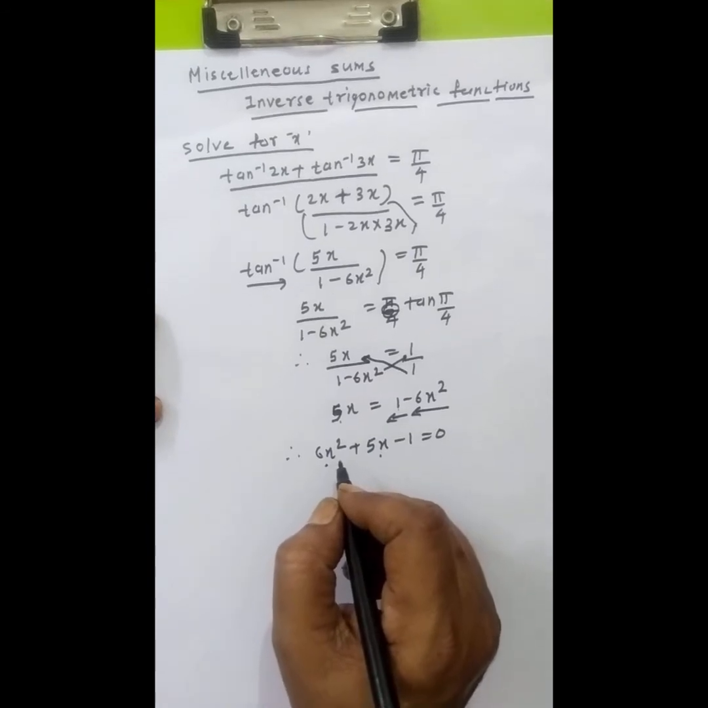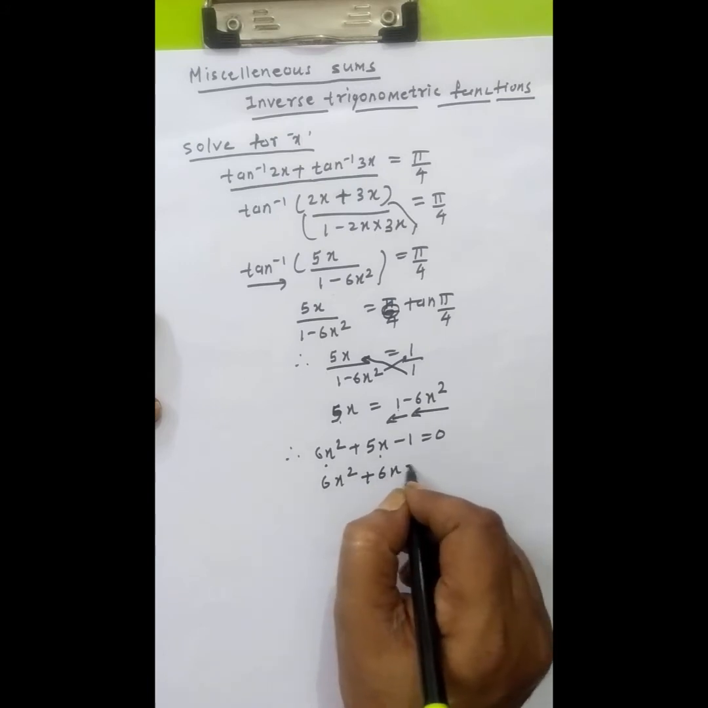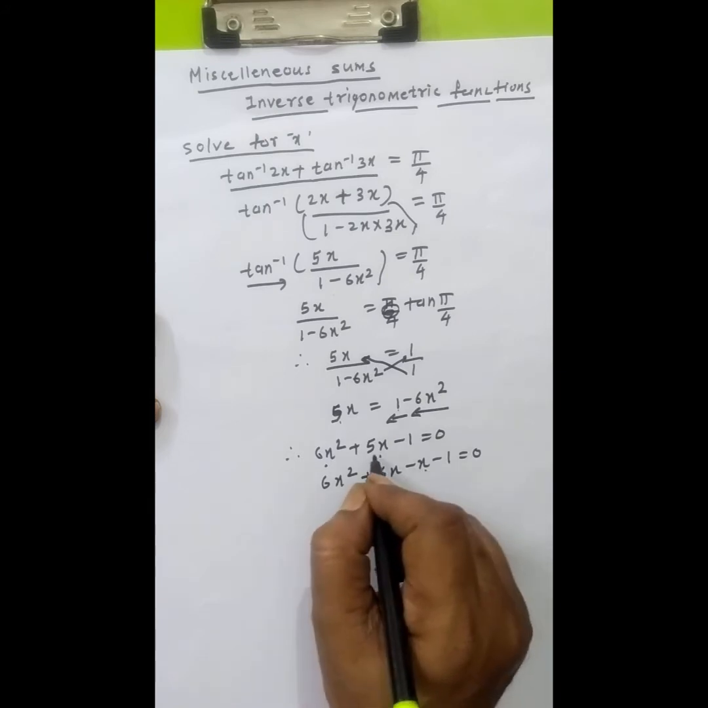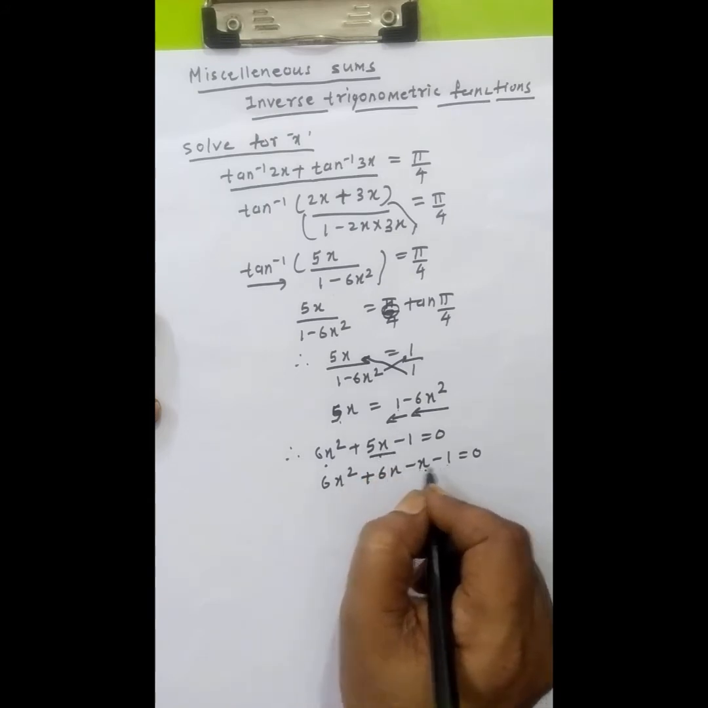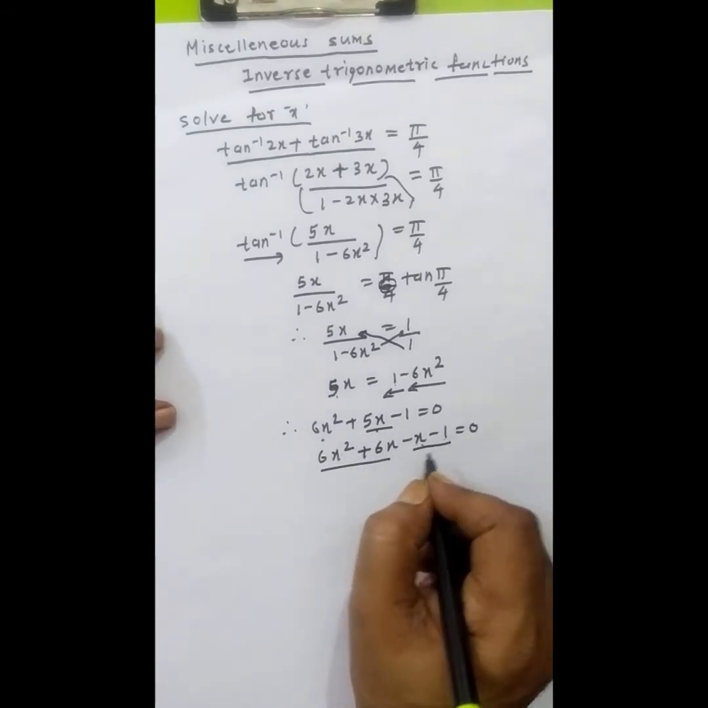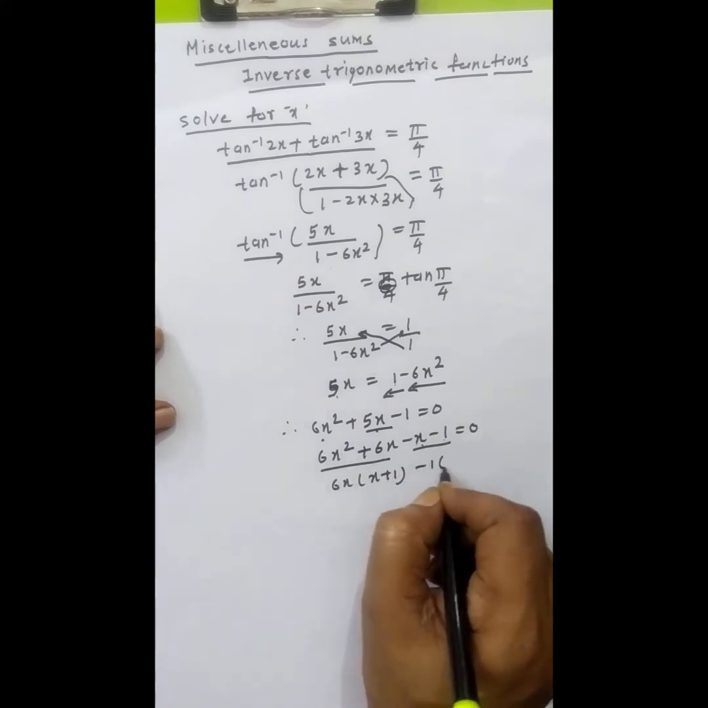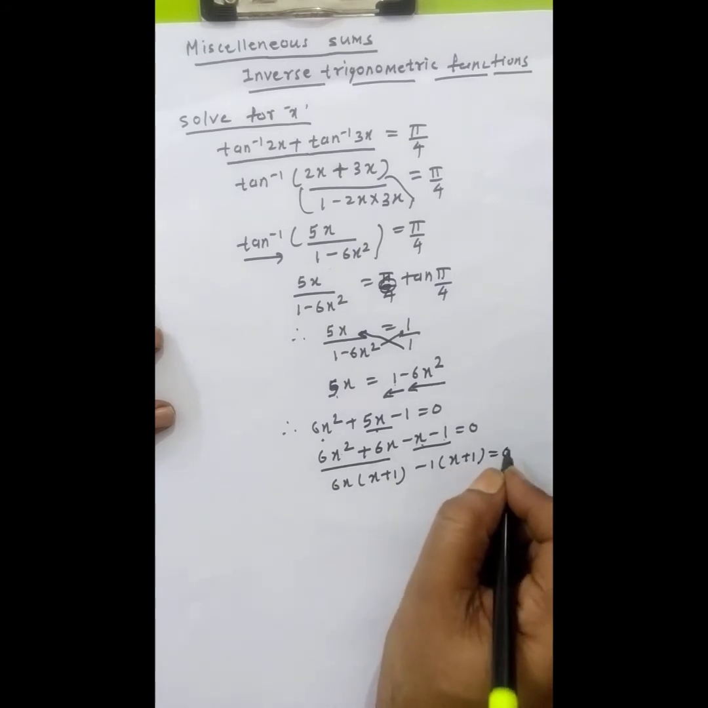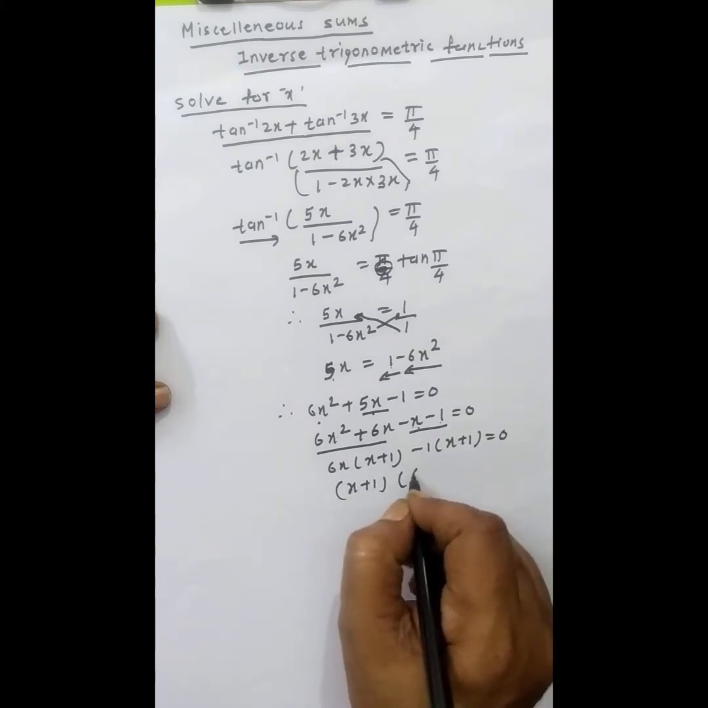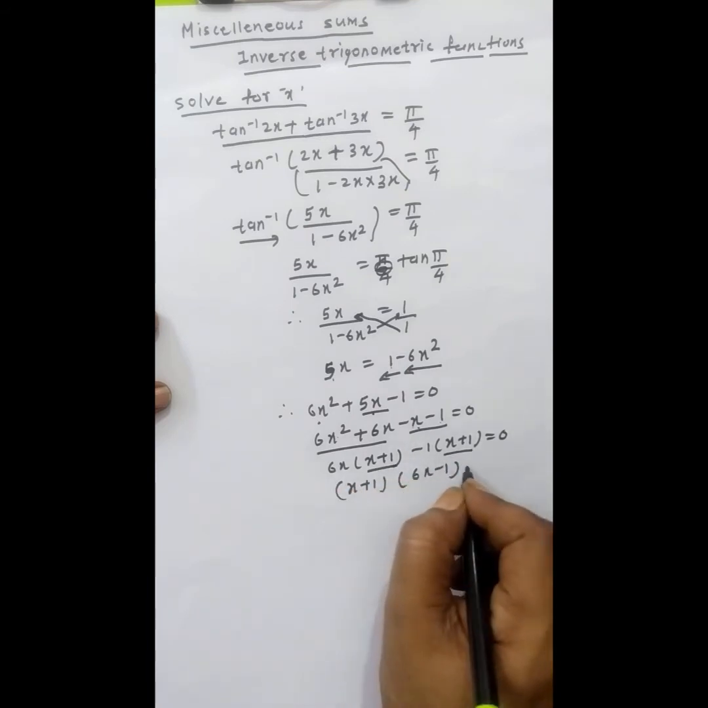Now you have to factorize this. So this will be 6x square plus 6x minus x minus 1 equals 0. So 6x minus x is 5x, and 6x into minus x is minus 6x square. Now you have to make two groups. This will be 6x into bracket x plus 1, and this will be minus 1 into bracket x plus 1 equals 0. So x plus 1 is one group. The other factor will be 6x minus 1. X plus 1 is common.